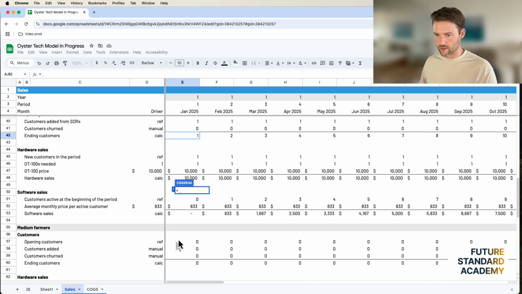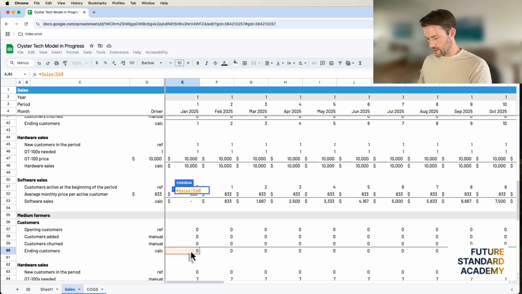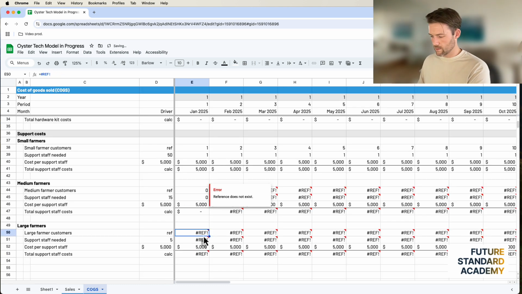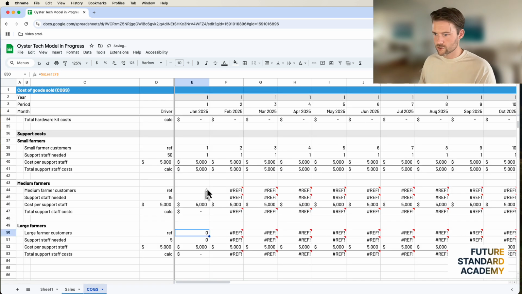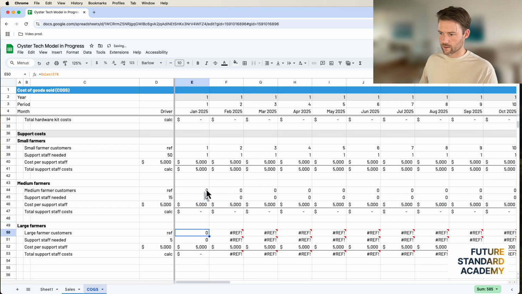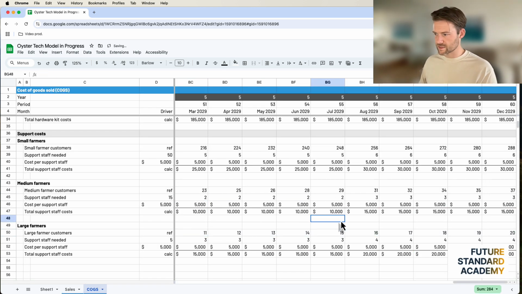So I'm going to come down here. Ending customers on the medium, and then ending customers on the large. They're all going to be paid the same. It's just that now, instead of one person servicing 50 small farmers, it's actually going to be 5 people, or maybe one customer success role could manage 5 accounts of the really big customers.